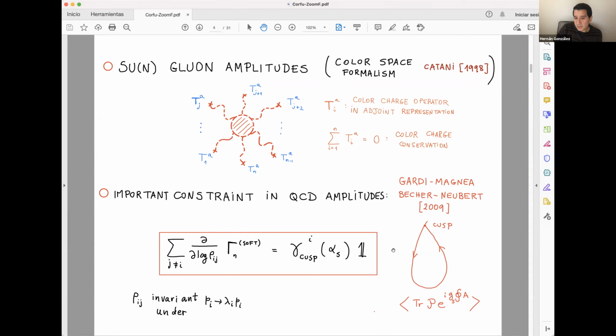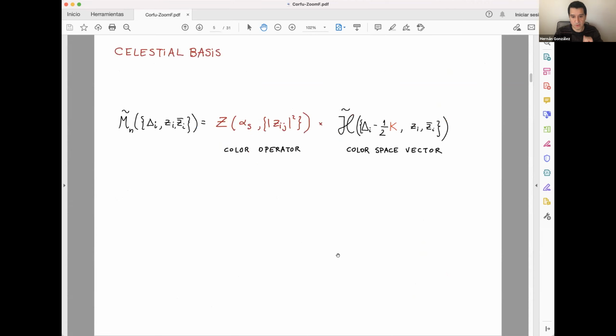The cusp anomalous dimension usually appears when you study renormalization properties of operators like Wilson loops in the presence of this cusp, let's say. This is a very nice equation because it allows you to find this anomalous dimension in a more general way. I will not describe it. I will just go immediately to the celestial case.